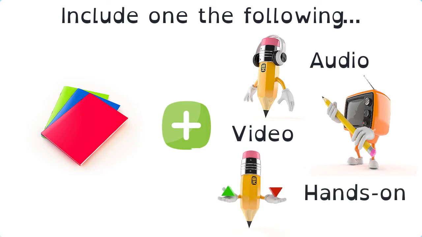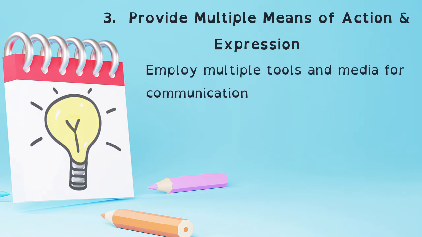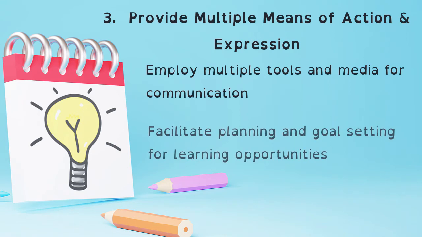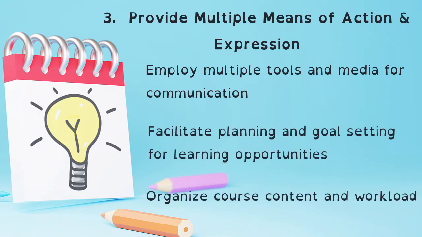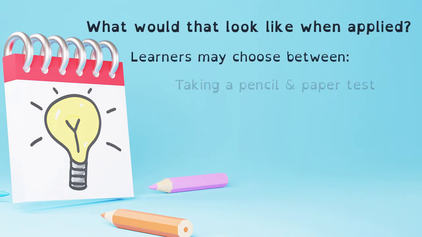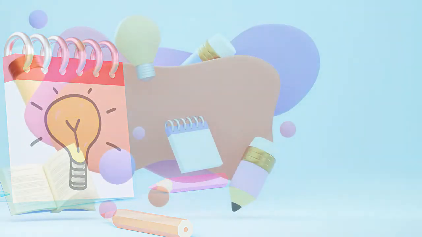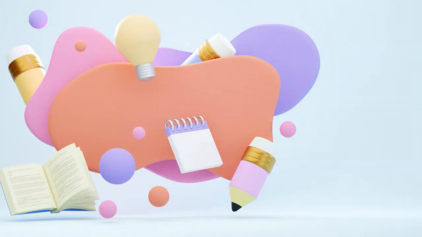That brings us to the last principle of UDL. Provide multiple means of action and expression. In other words, give learners more than one way to interact with the material and show what they know. Employ multiple tools and media for communication. Facilitate planning and goal setting for learning opportunities. Organize course content and workload. For example, learners may choose between taking a pencil and paper test, giving an oral report, making a video, or doing a group project.